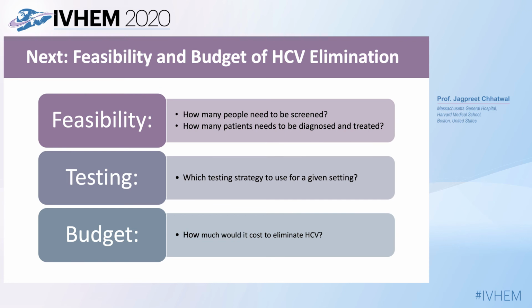The existing tool does not allow us to inform if Hep C elimination is feasible and what the budget would be. Questions like: how many people need to be screened to reach the elimination target, how many patients need to be diagnosed and treated, which testing strategy should we use for a given setting, and how much would it cost to eliminate Hep C?